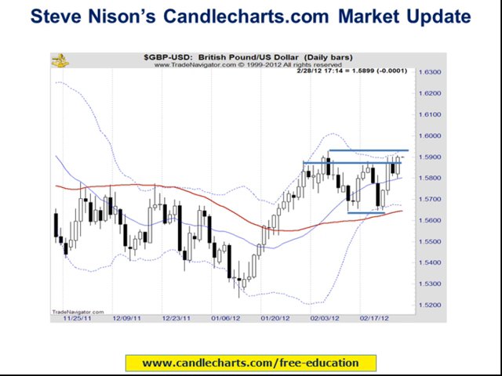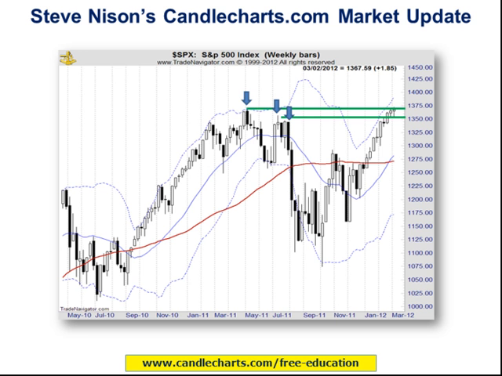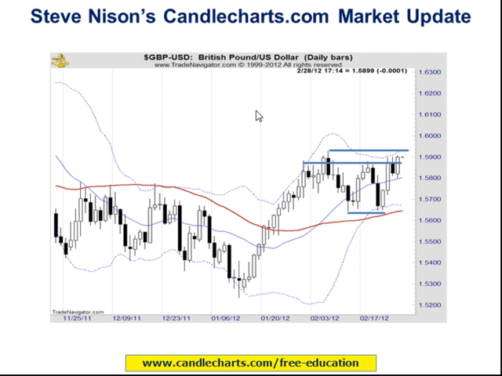Oh, before I go back, before I talk about the euro, the pound dollar, I do want to mention, if the market does get a weekly close above 1375, I just want to give you a heads up that my next target would be the highs that the S&P made back in 2007 at 1575. So I did want to mention that. So let's get back to the pound dollar.